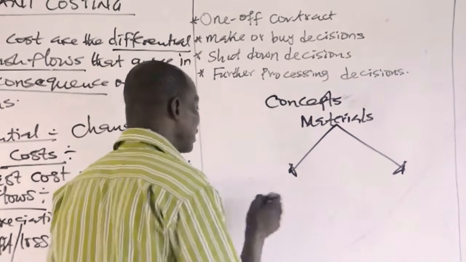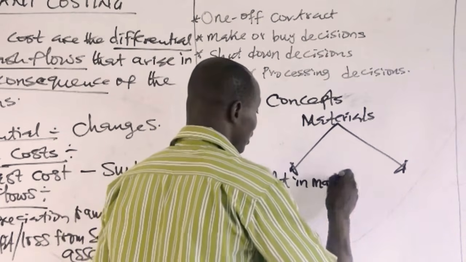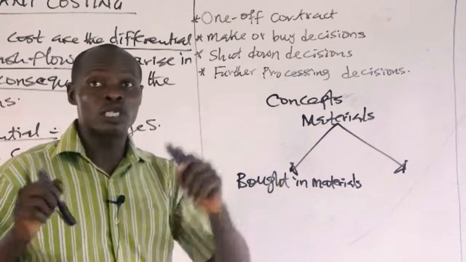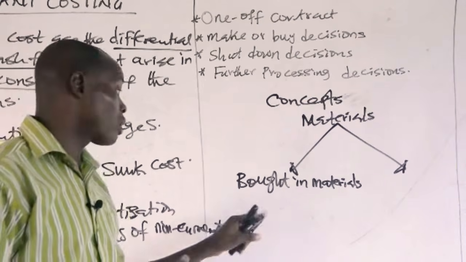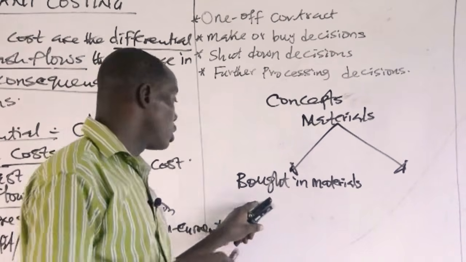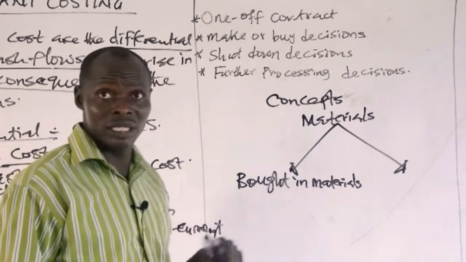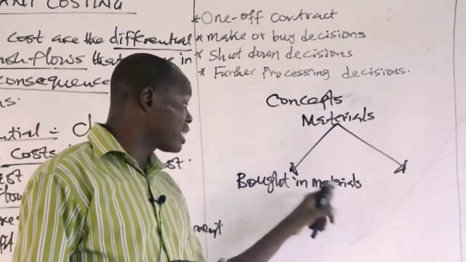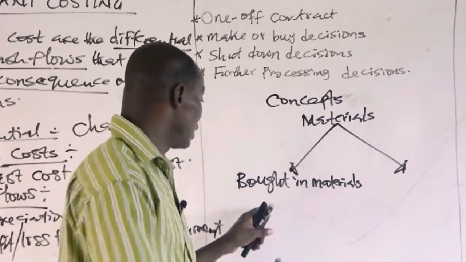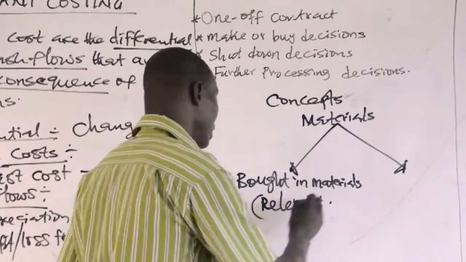These materials can be categorized into two. First, bought-in materials are materials that are specifically purchased because of the project under consideration. That means if the project is not to be carried out, such material will not have been bought. Since it can be traced directly to the project, it is a relevant cost.